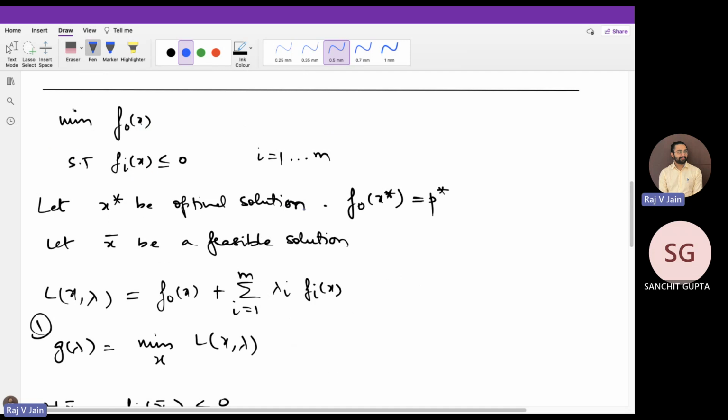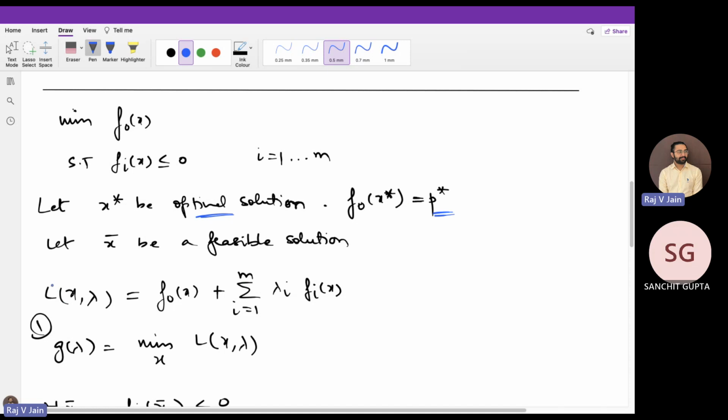So let x star be an optimal solution of this. An optimal solution will also be a feasible solution, that is, it satisfies all the constraints, and let the optimal value be p star. So f naught of x star is p star, and let x bar be some feasible solution.